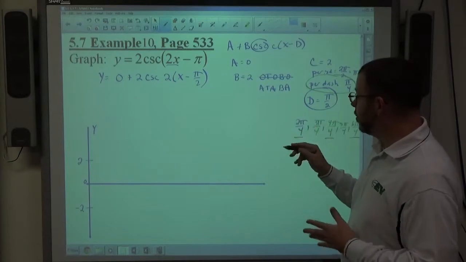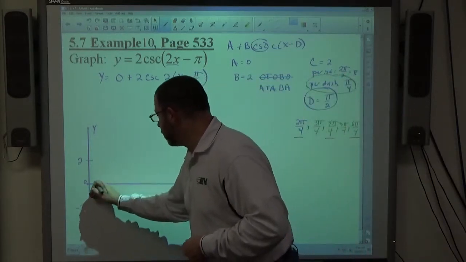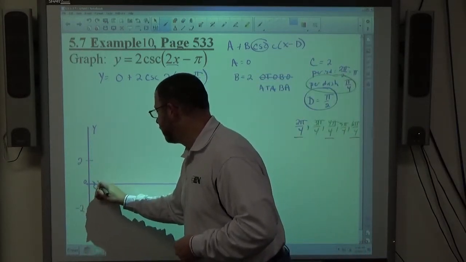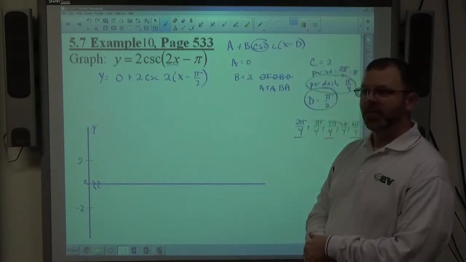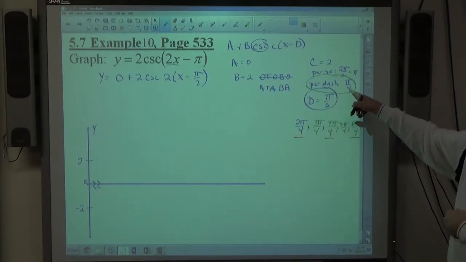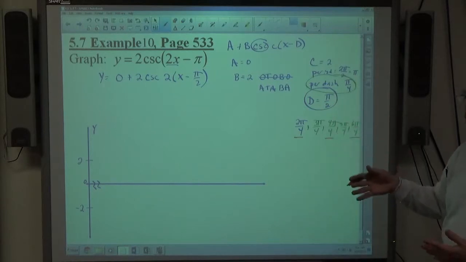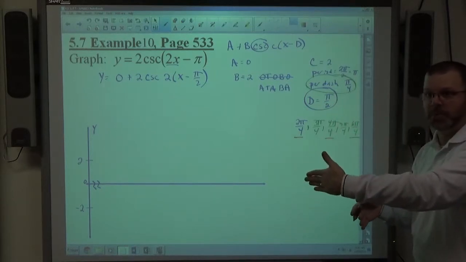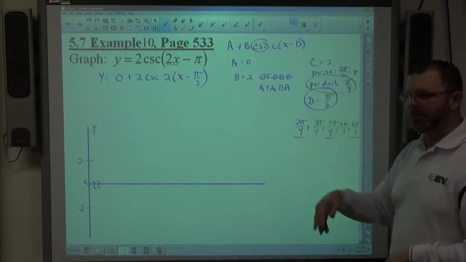I'm starting at positive pi over 2, so I'm going to put a little break here. Again, nothing really interesting happens between 0 and pi over 2, so I can just leave those out. Honestly, it would be 2 dashes to get to pi over 2. Pi over 4, 2 pi over 4, right? And so it wouldn't hurt to put an extra dash that represents pi over 4. But again, I'm just going to cut the graph.